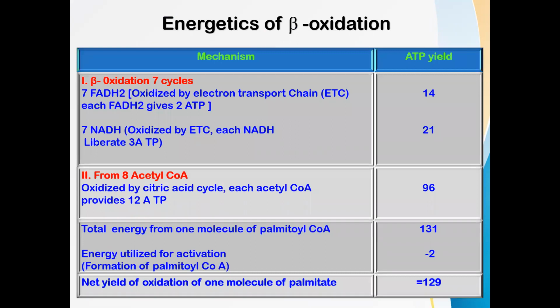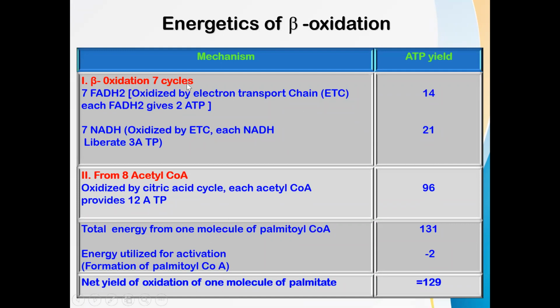Now, coming to the energetics of beta oxidation, if you take the example of palmitic acid, what will be the total energy formed after this beta oxidation of fatty acid?